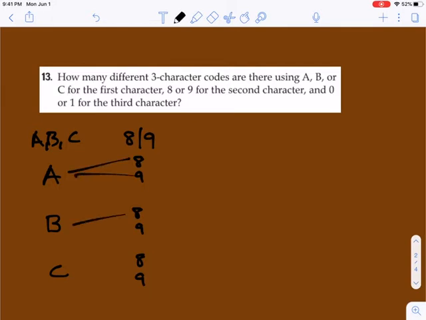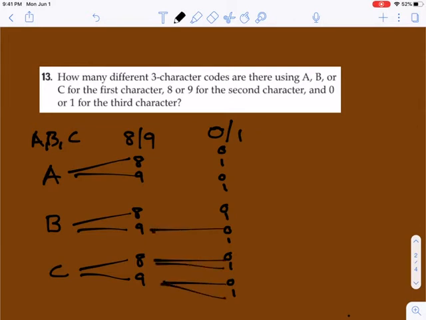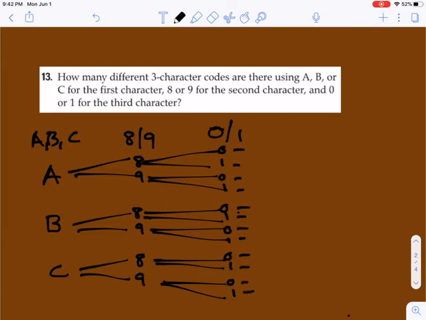So doing good so far. Plenty of room. And then we have 0 or 1 for the third character, right? So 0 or 1. So you've got 0, 1, 0, 1, 0, 1, 0, 1, 0, 1, 0, 1. And then these are all your different options that you can have for this. And then if we apply the fundamental counting principle, well, first of all, let's see how many we have. We have 1, 2, 3, 4, 5, 6, 7, 8, 9, 10, 11, 12. We have 12 possible character codes, right?